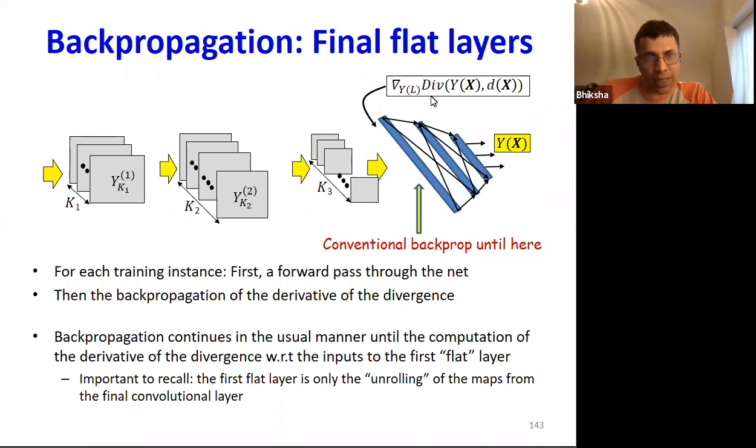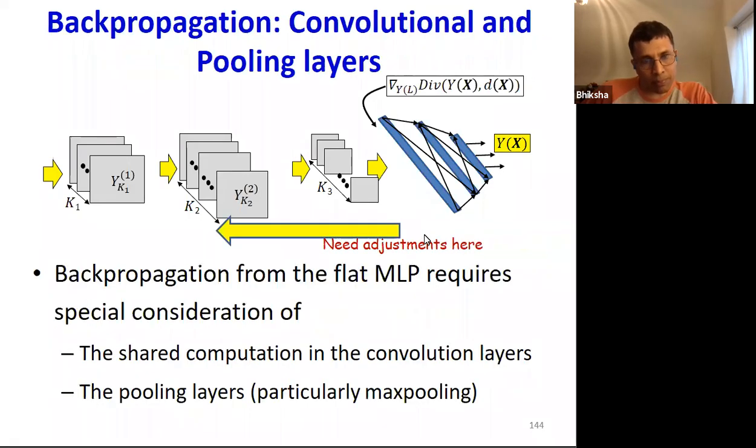Now, the final MLP is standard, so you can just propagate the derivatives using standard backprop rules all the way to the end of this final MLP. The first layer of the MLP is basically just an unrolling of the last convolutional layer. So these derivatives can be folded back into the same shape as the last layer of the convolution. And then subsequently, we have to pass those derivatives backwards, and this is where we needed adjustments.